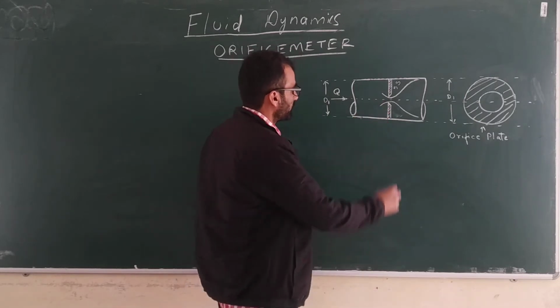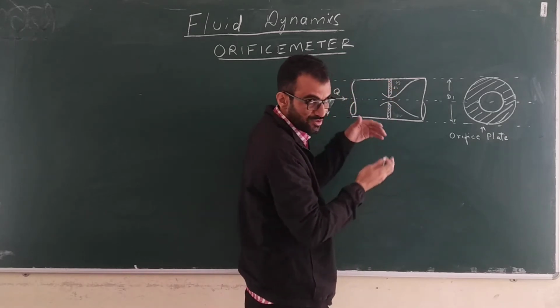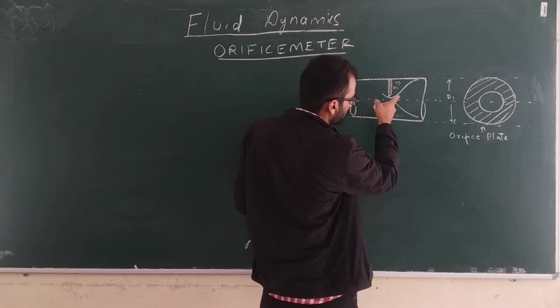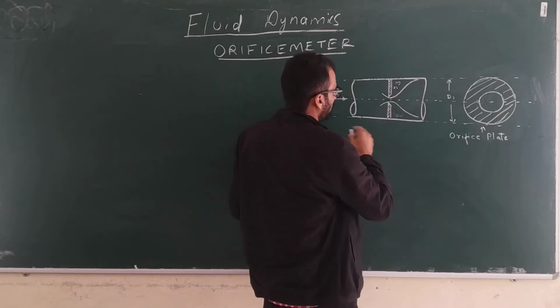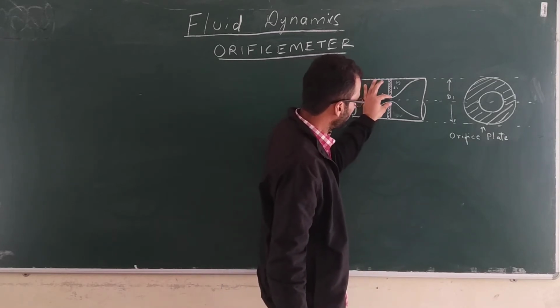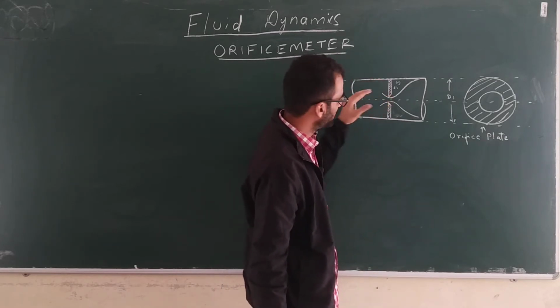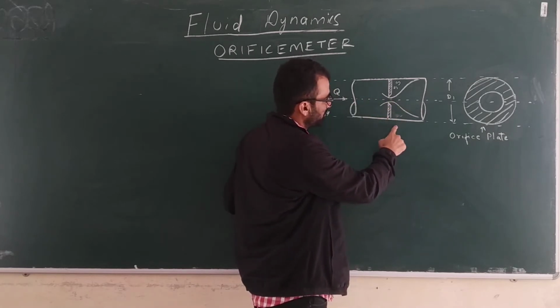Okay, so now what will happen? Now flow will get obstructed and because of the contraction it will be forced to pass through this opening. Now according to Bernoulli's principle, what should happen? Here the velocity will increase, because flow rate is constant. So A1 V1 should be equal to A2 V2.